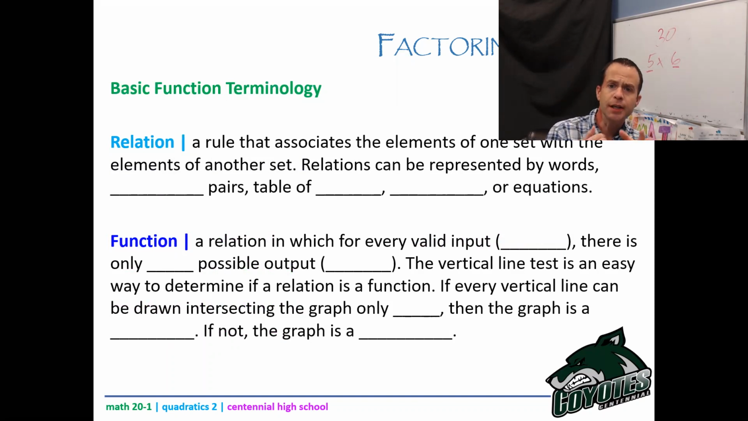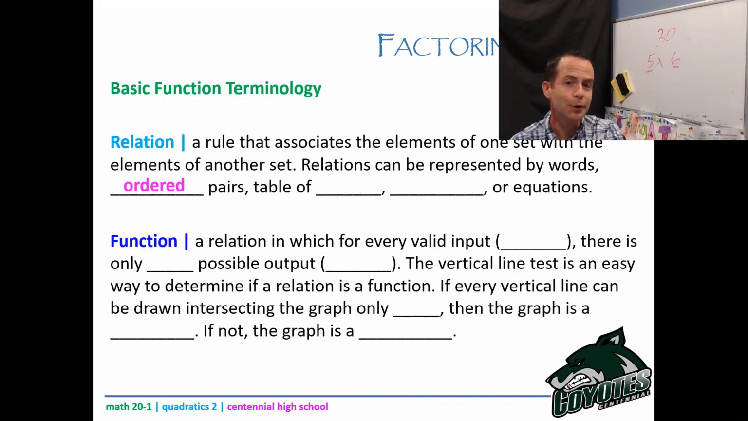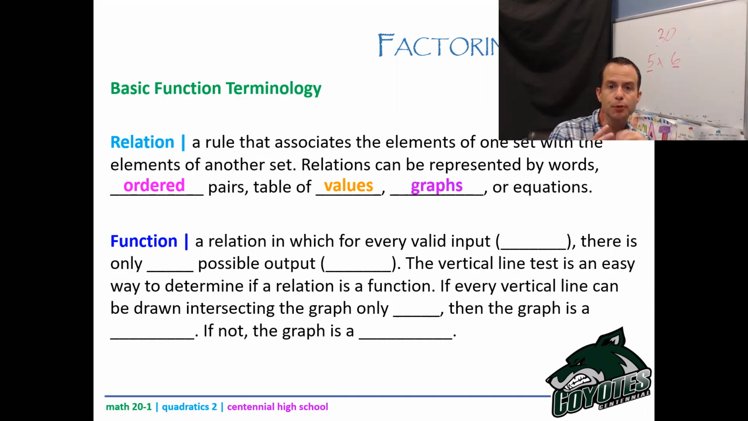A relation is a rule that associates the elements of one set with the elements of another set. Relations can be represented by, okay, so here's the main ones. Last year I would have given you actually 7, but these are kind of the main ones. Words, ordered pairs, table of values, or equations. The other common one that we would use is a graph, okay? So graphs or equations.